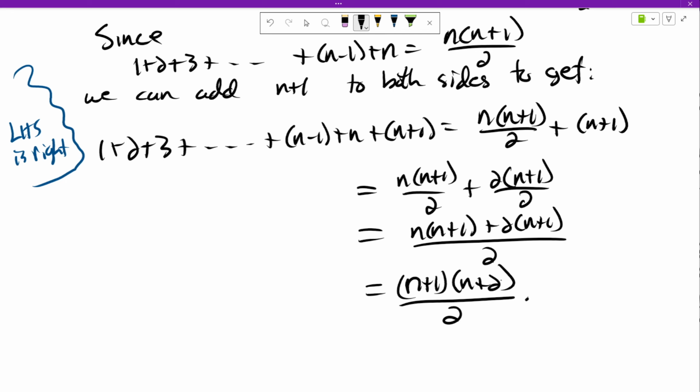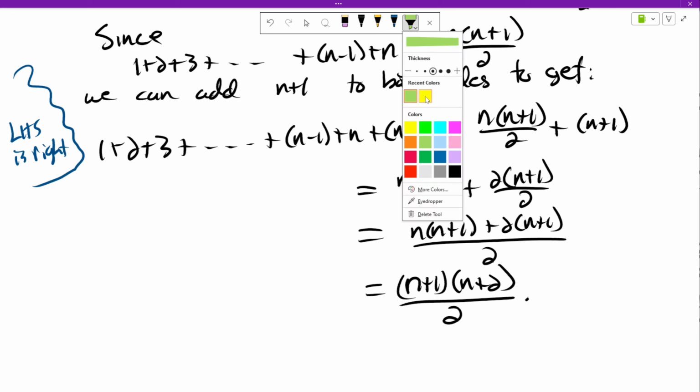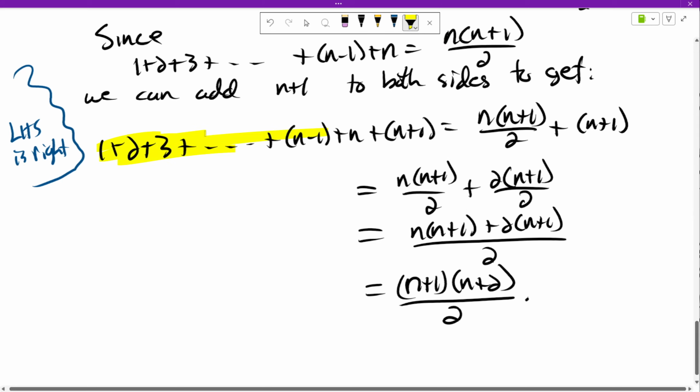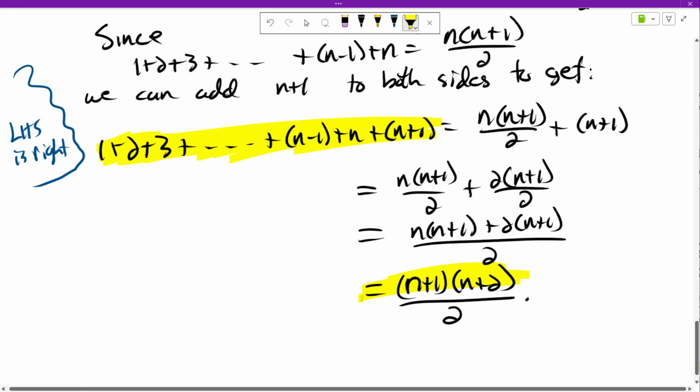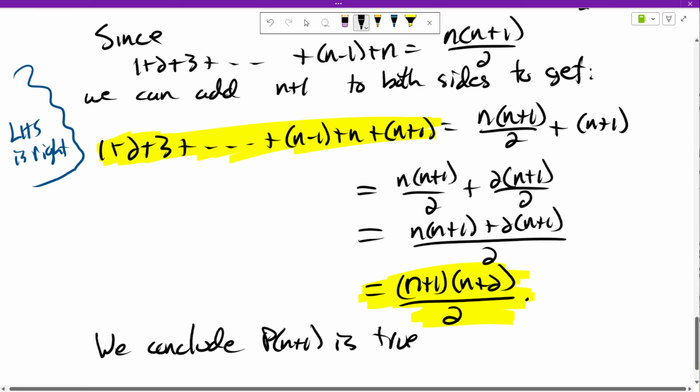And let's just see, on the left-hand side of this, we have the left-hand side of P of n plus 1. And on the right-hand side, we have actually the right-hand side of P of n plus 1. That's what we had earlier. So we conclude P of n plus 1 is true. That's what the inductive step tells us.